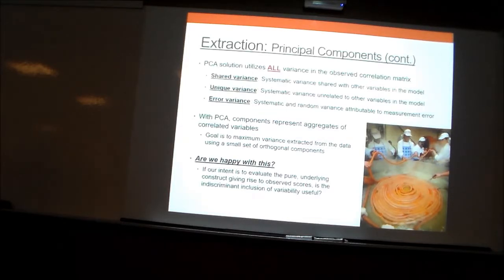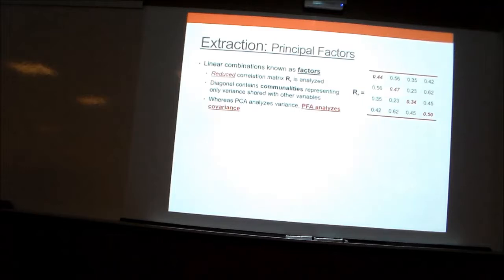What we want to do, if we're running a purely theoretically consistent analysis, is not analyze all variance, but only look at the variance that's shared across our items, because that is the stuff we should be able to reasonably attribute to some common factor giving rise to observed scores. And this is where principal factors comes in, okay?